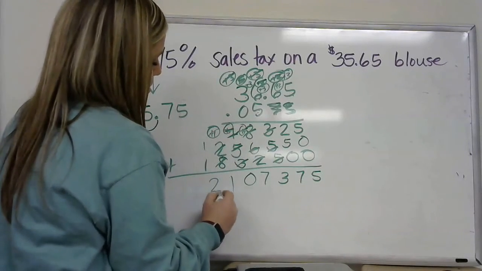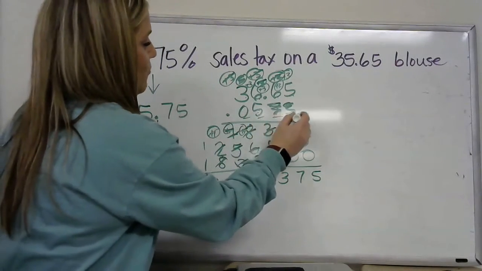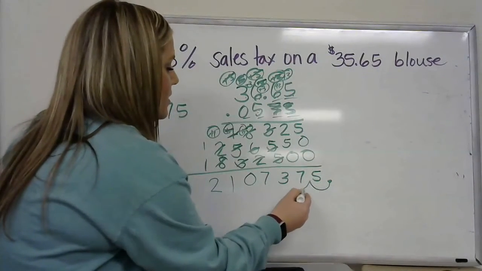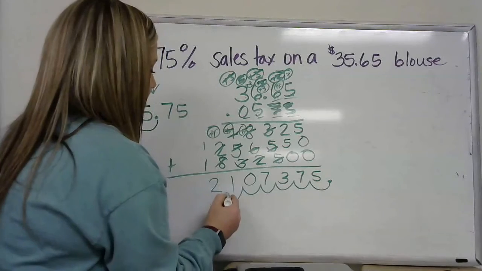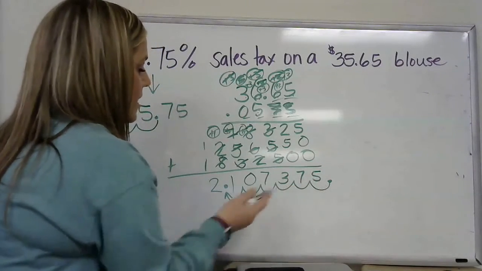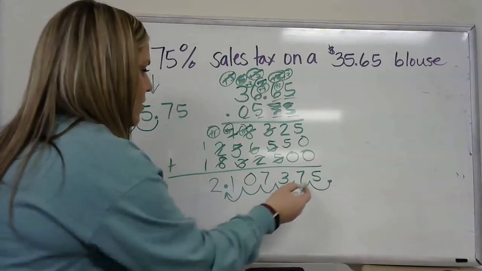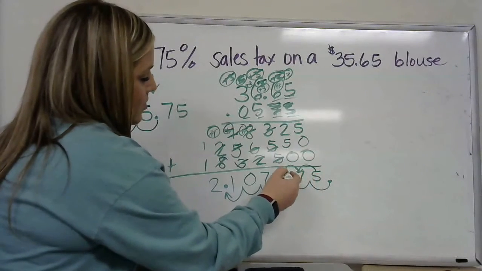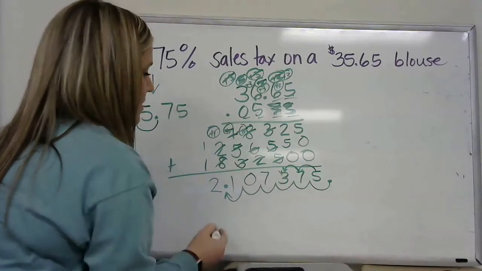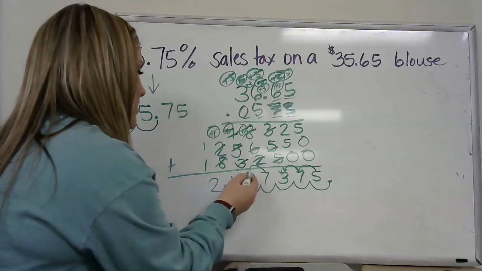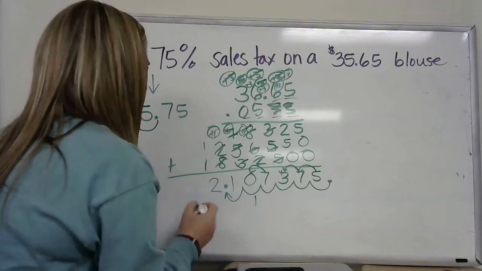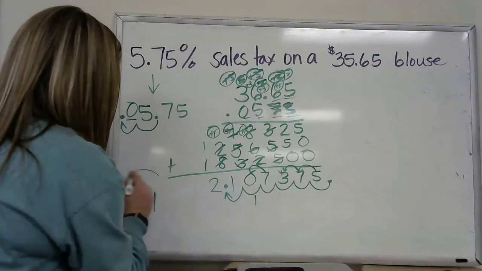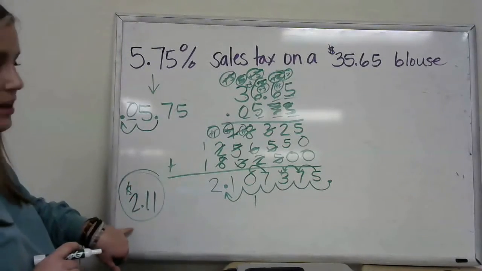Carry my 1, 2. Okay, so I've got 1, 2, 3, 4, 5, 6 decimal places. All right, so let's see. There may be some rounding down. The 7 makes the 5 a 7, 8. The 8 makes a 3, a 4, and 4 does nothing to the 7. But this 7 bumps that 0 to a 1. So the sales tax for this blouse is going to be $2.11. Okay, that's part of our answer, $2.11.